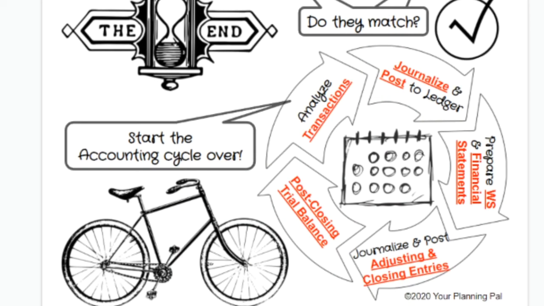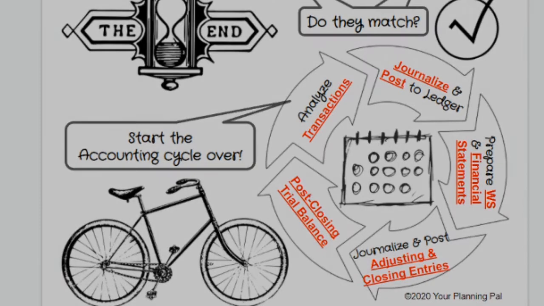So in the next fiscal period, you begin with analyzing transactions using your source documents. Then you journalize and post to the ledger. Then you prepare the worksheet, and from the worksheet, you prepare the financial statements. And then from the worksheet, again, you journalize and post adjusting and closing entries. And one last time, you check that debits and credits are in fact equal with the post-closing trial balance. And then you just start it over each time a new fiscal period comes around.